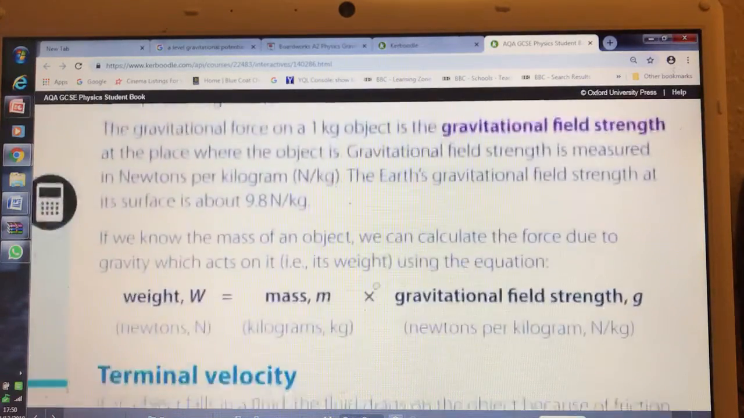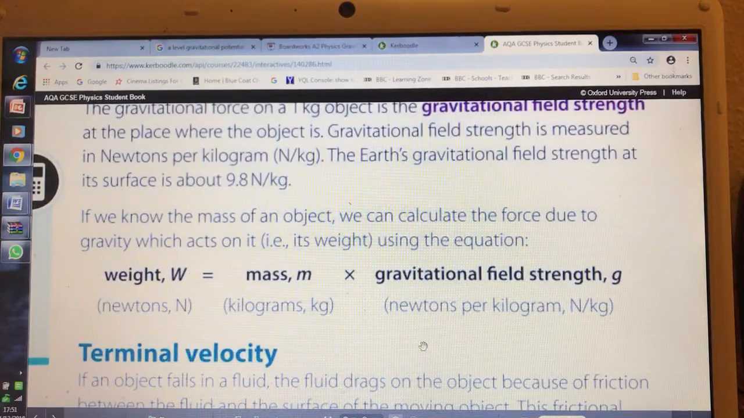Now, as we go down the page here, this formalizes what we are talking about, where the weight is equal to the mass times the gravitational field strength, which is g, and the units are newtons, kilograms, and therefore newtons per kilogram. So if you had a calculation where the mass of the object was in grams, it's very important to understand that we need to change the grams into kilograms before we multiply it with the gravitational field strength, which is 9.8 newtons per kilogram. And which will give you the weight of the object.